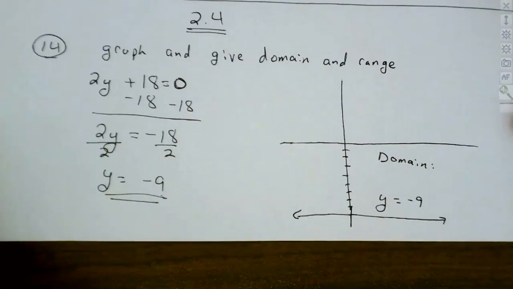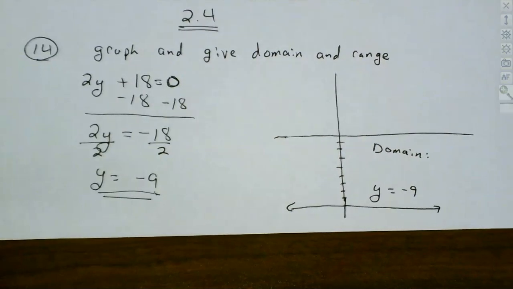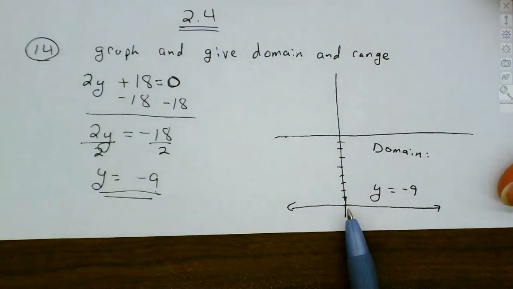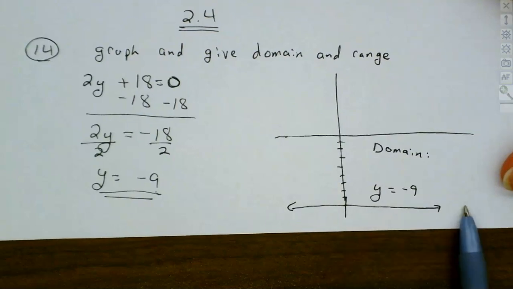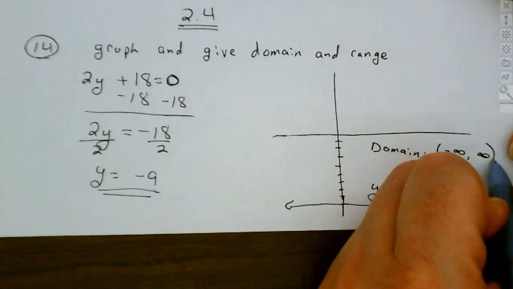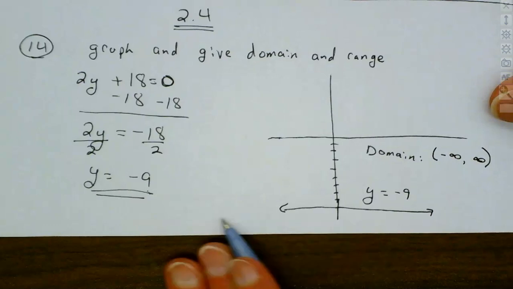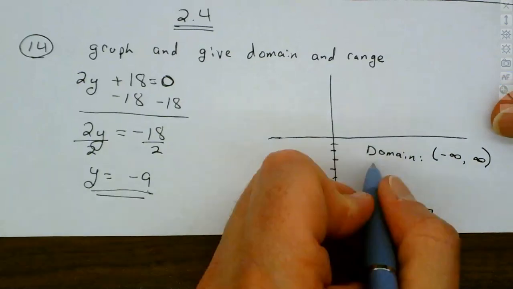What would the domain be? Does anyone know what the domain would be? Anyone want to take a guess? No. What does the domain go with? A domain goes with the values of x. Does this go to the left? Yes. Does this go to the right? Yes. So what's my domain? My domain would be negative to positive infinity, right? Because it goes to the left and it goes to the right.